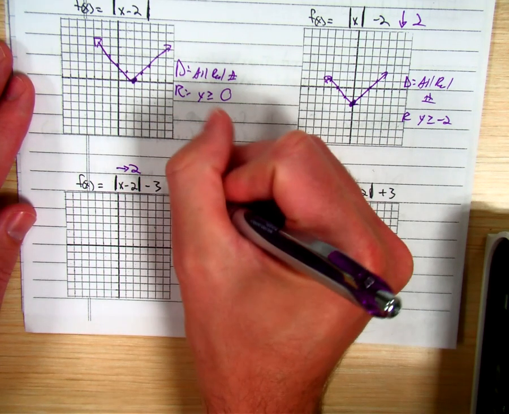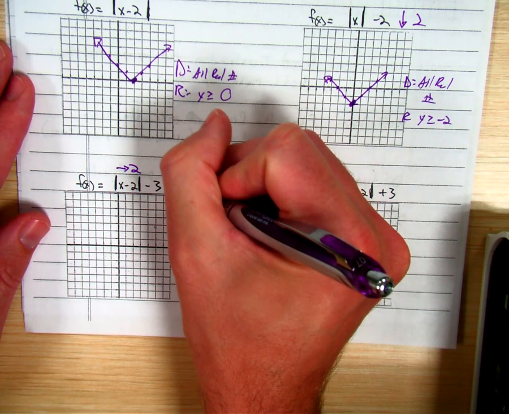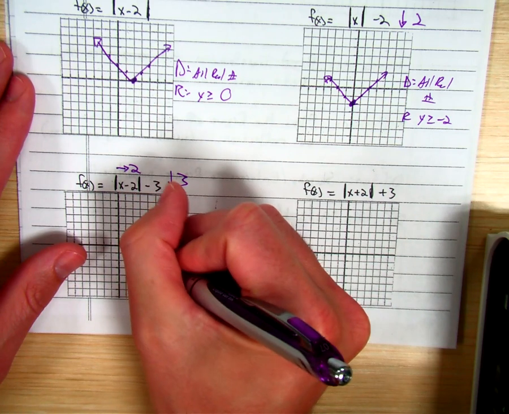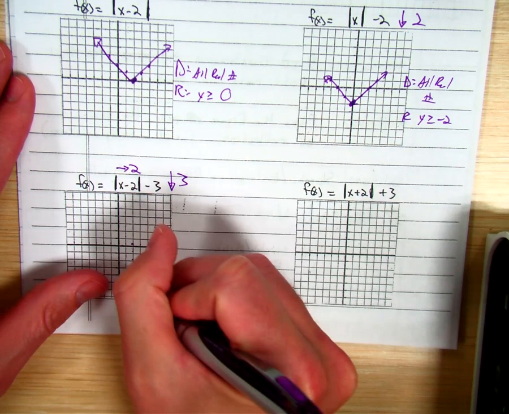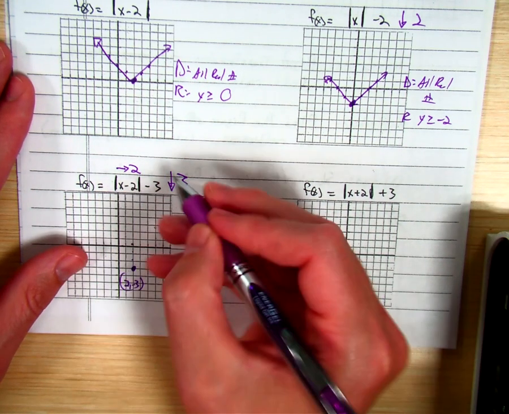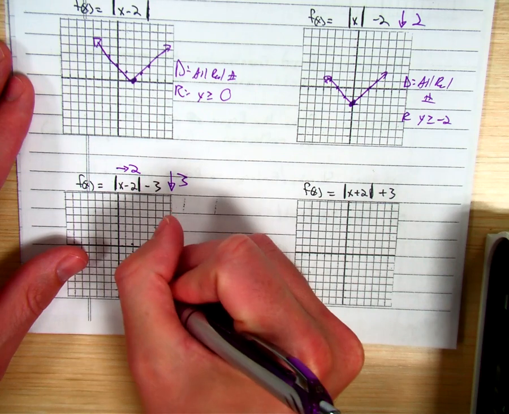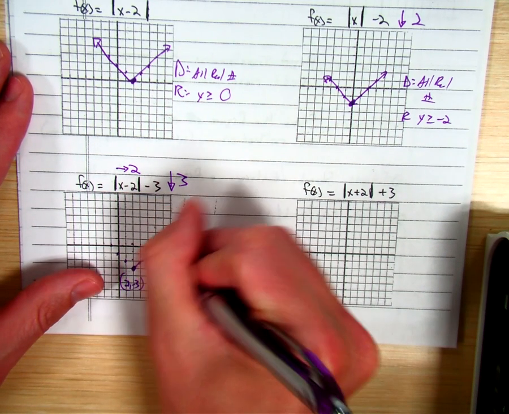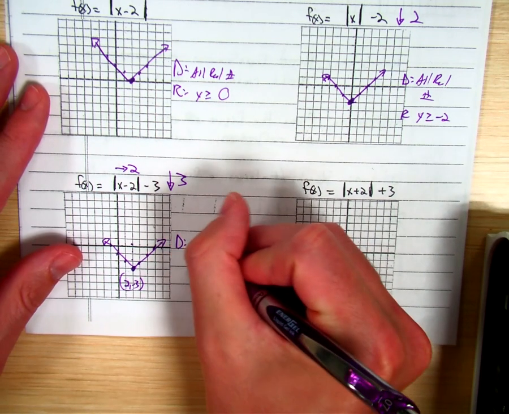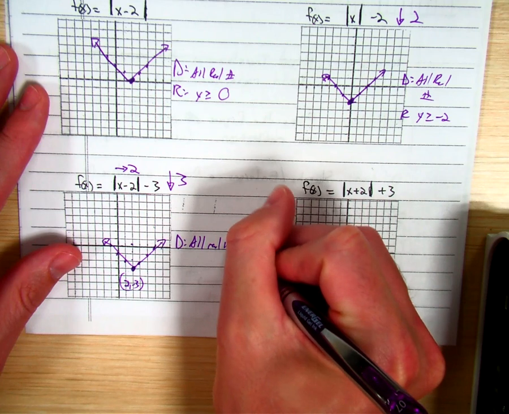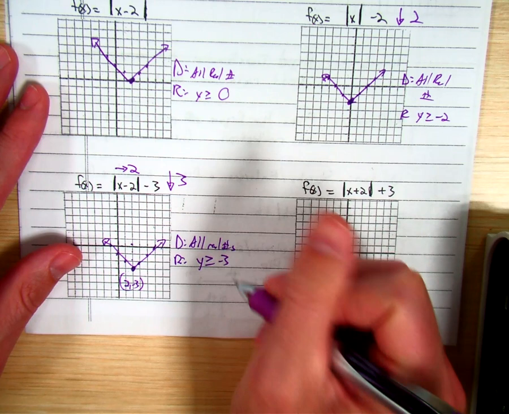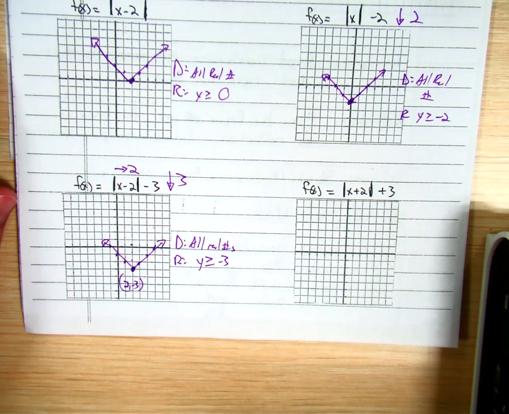And minus 3 on the outside is going to be up and down, and that's normal. We're going down 3. So 1, 2 to the right, 1, 2, 3 down. We're at 2, negative 3. No multiplier in the front today, so we're just going to go up 1 over 1 both ways. Okay, there's our V. Our domain is all real numbers. Our range, our y is greater than or equal to negative 3. I think we're doing good.